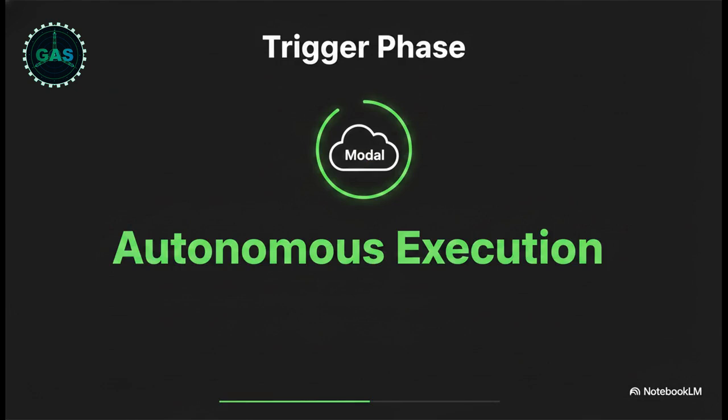A massive part of this deployment relies on the final step of the BLAST framework, the trigger phase. Because look, running an AI agent on your laptop is great, but what if you're at the gym or you're sleeping and you want your system to scrape Reddit for viral trends or pull meeting notes every 3 hours? Using platforms like Modal allows your agent to work completely autonomously in the background. You just deploy the function, set a strict schedule, and it executes flawlessly without your laptop ever needing to be open.